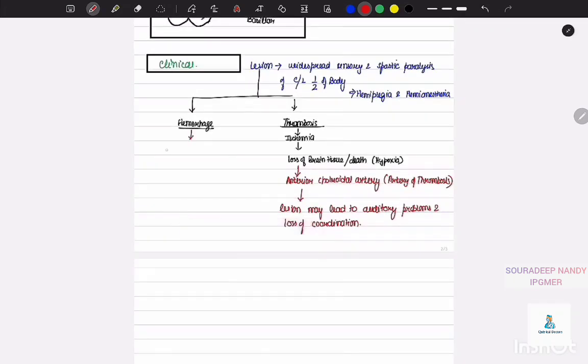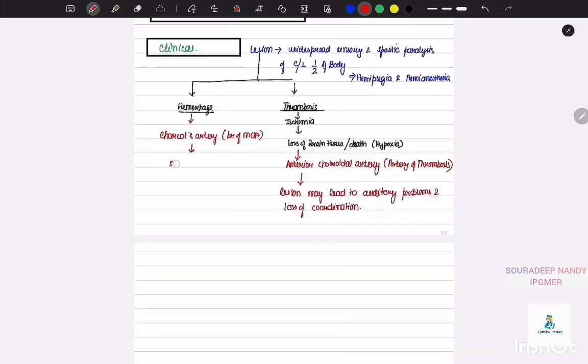And in case of hemorrhage, the Charcot's artery, it is the branch of the middle cerebral artery. It is also called the artery of hemorrhage. It supplies the posterior limb. So if there is some hemorrhage and it will cause damage to the posterior limb, it will cause contralateral hemiplegia and hemianesthesia. So this is it for the internal capsule.